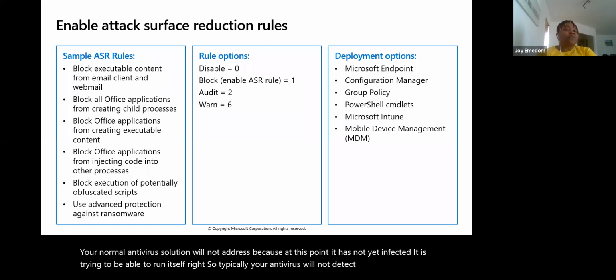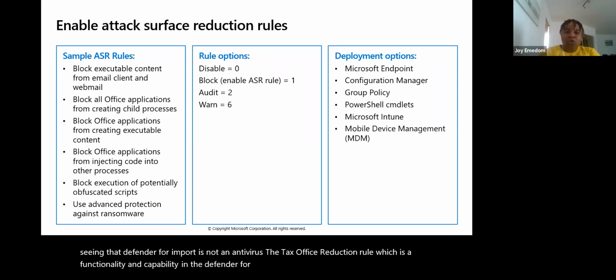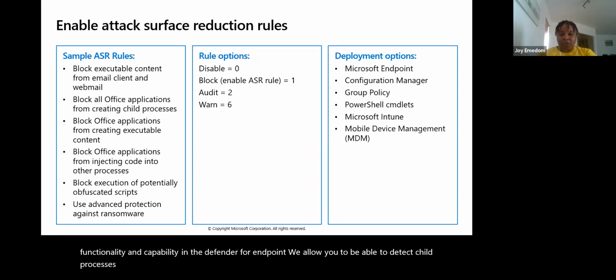This is why we're saying that Defender for Endpoint is not just an antivirus. The attack surface reduction rule, which is a functionality and capability in the Defender for Endpoint, will allow you to detect child processes that run off Office applications.